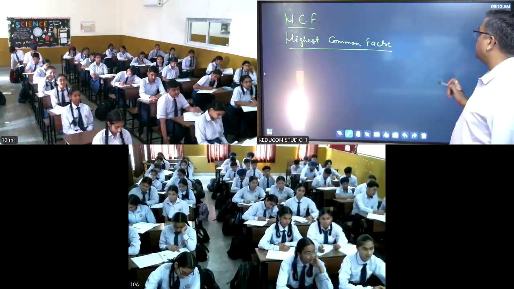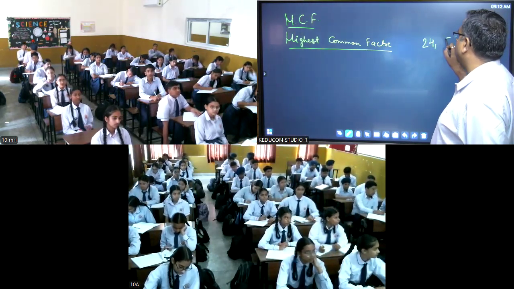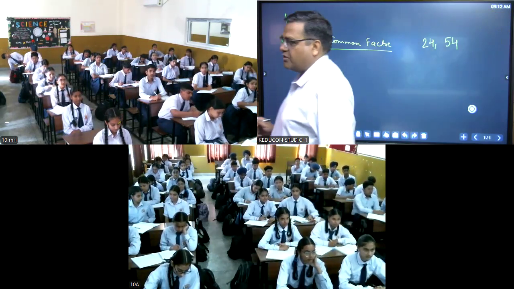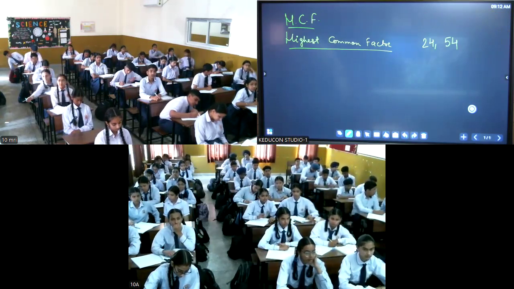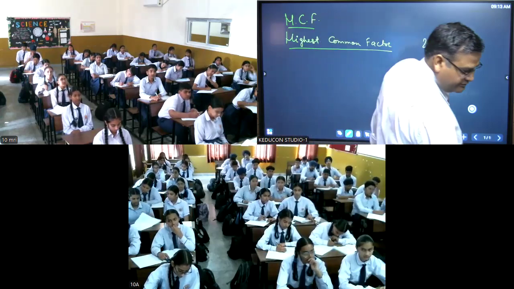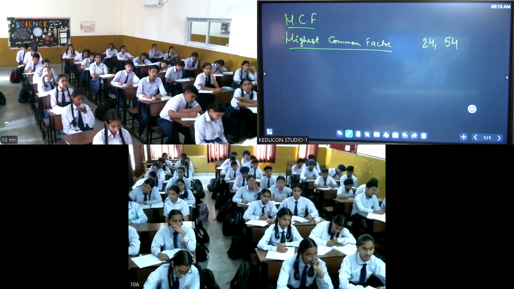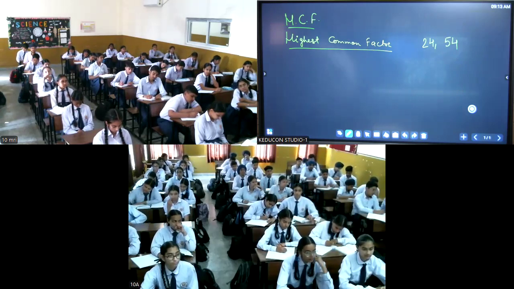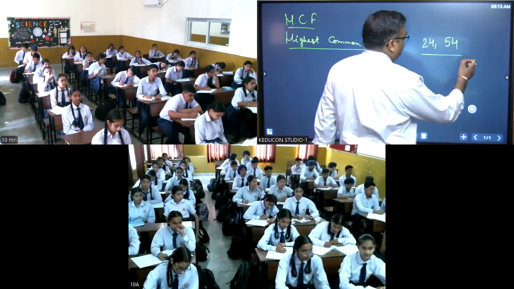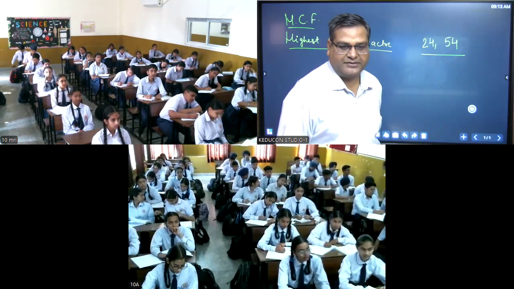Let's say I have two numbers, 24 and 54. If I have to find the highest common factor between these two numbers, what is the meaning of this? Yes, students. How can we find it out, and what is the meaning of this highest common factor?